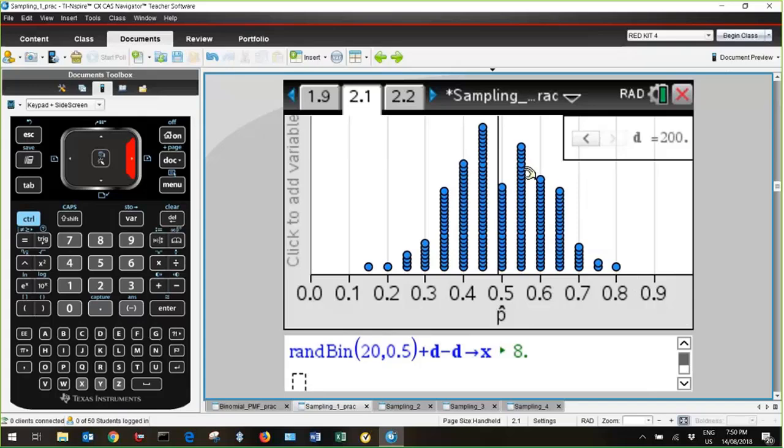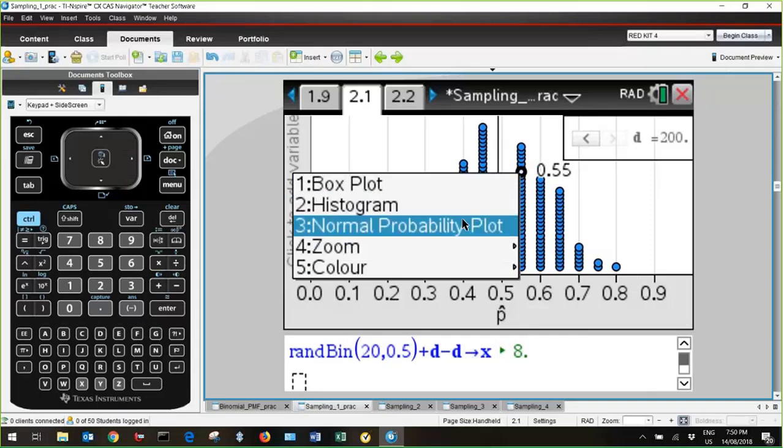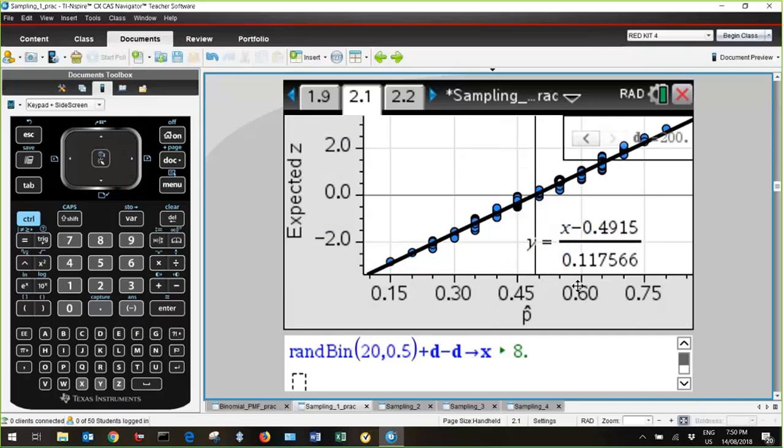The other thing you can do here is see how close to normality it is. What I did there was control menu, the context menu, and select the normal probability plot. So this is the actual value against the expected value if it was perfectly normally distributed. If it was perfectly normally distributed, all points would have to be on that line. Now we see that they're not exactly on that line, but they're actually not that far off.